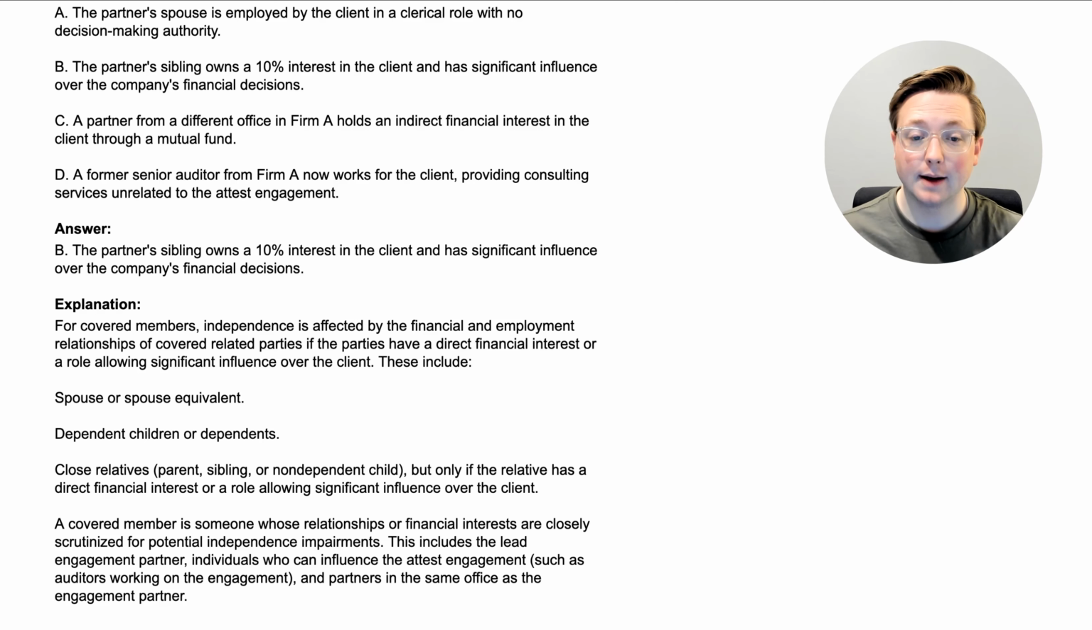And also, we have to pay attention to their covered related parties as well to make sure their independence is not impaired from their sibling or their wife or something like that. Okay, with all that, that's one part of independence. Let's go to the next question.